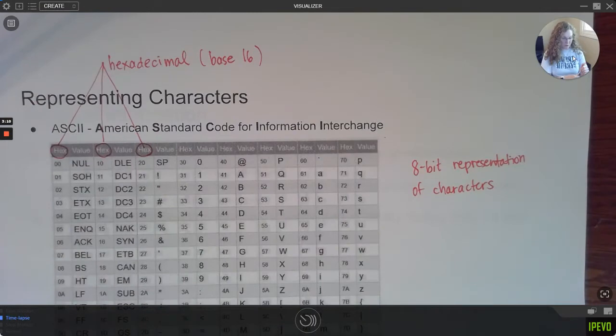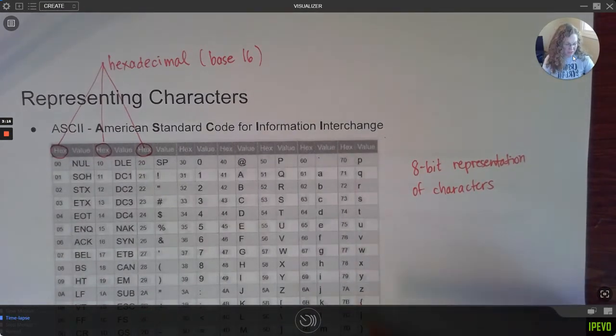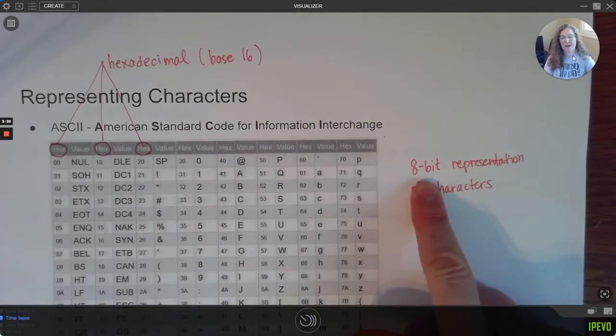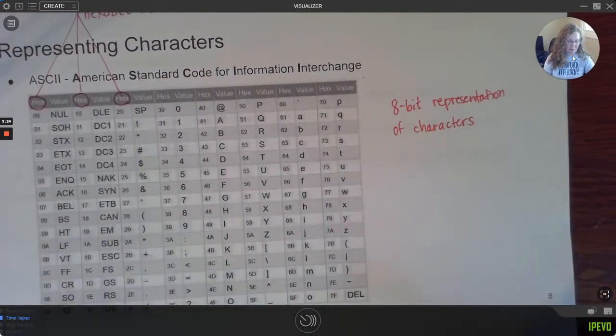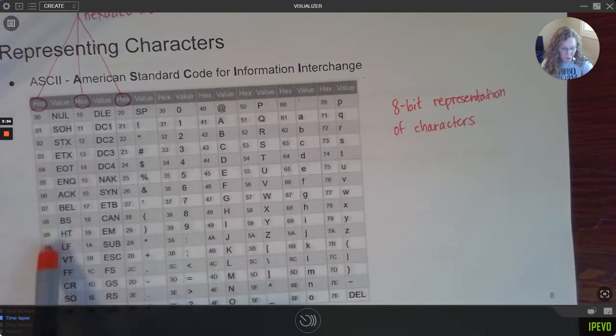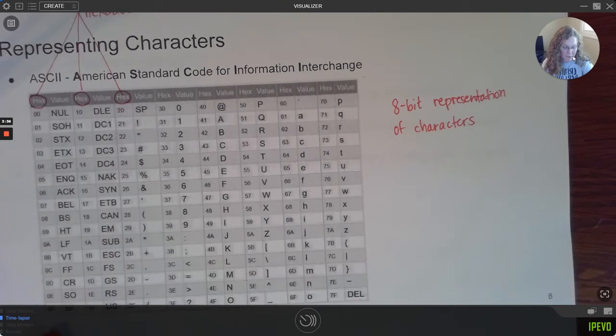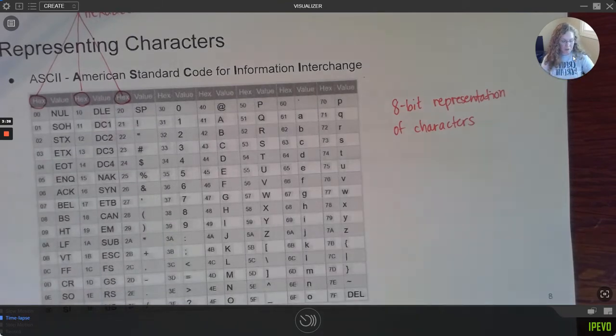If you were to count these up, there's 128 different values here, and it takes 8 bits to represent 128 different things. So each one of these would be written out as an 8-bit string. We just need to look at today basically how to convert from hexadecimal, which is what's usually given in an ASCII table, into binary. Let me show you another version of the table.